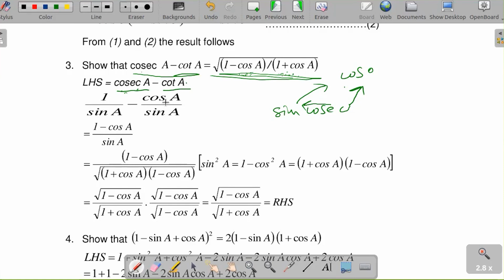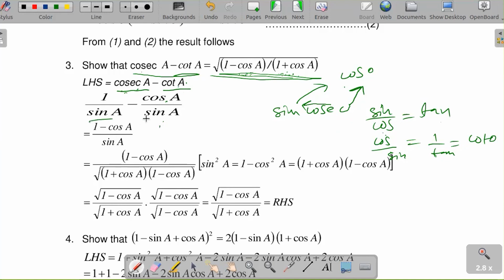Cot is cos by sine. We know the formula that sine by cos was tan. Cos by sine will be reversed, that is 1 by tan. And 1 by tan is cot. So cot is cos by sine.